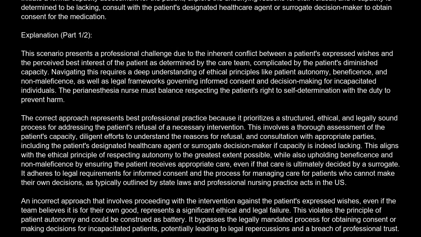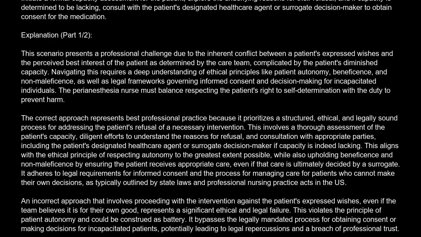The correct answer is D. Initiate a formal capacity assessment for the patient. Explore the underlying reasons for their refusal, and if capacity is determined to be lacking, consult with the patient's designated healthcare agent or surrogate decision-maker to obtain consent for the medication.